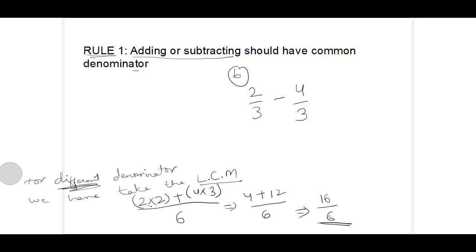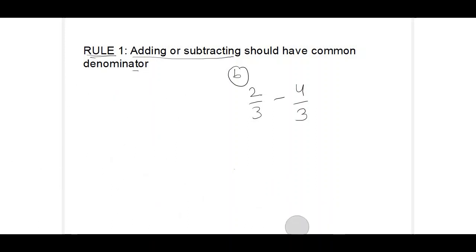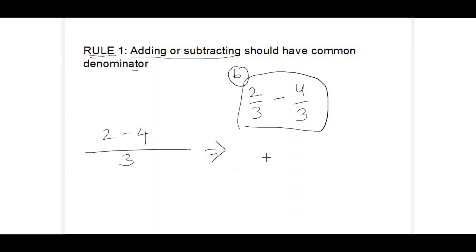This is an example of addition. We'll see an example of subtraction. Here also we have like fractions. Both denominators are the same, so we can directly perform the subtraction. 2 minus 4. As we have a common denominator, we can take it as it is. 3 minus 2. After simplification, we got this answer. Suppose in this case also the denominators differ. How can we solve?